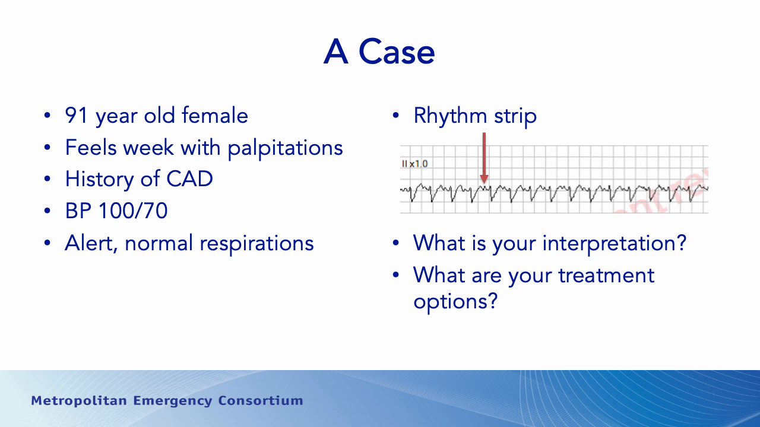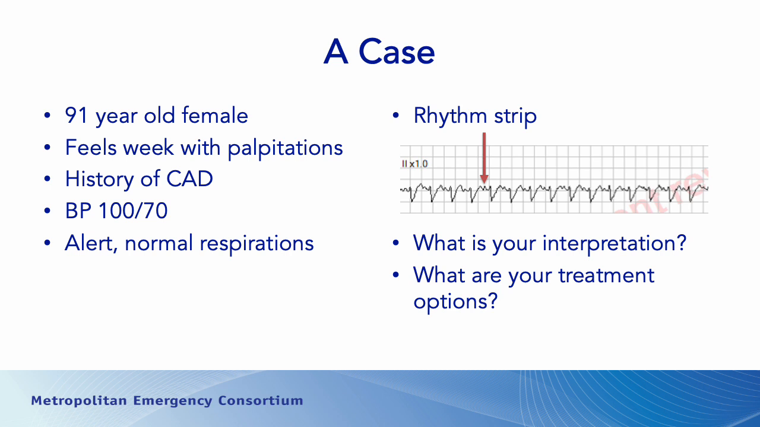So what is our interpretation? Well, this is wide complex. If you look at the QRS duration, it's more than 0.12. So it's some type of wide complex tachycardia. It looks regular. It looks like the rate by my calculations is around 170 beats per minute. So it's a bit fast, particularly for a 91-year-old.